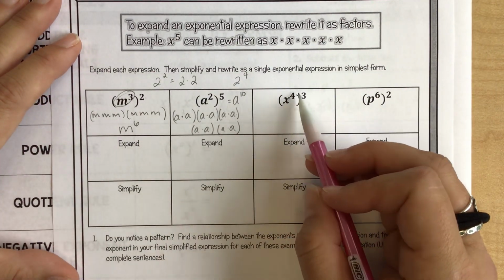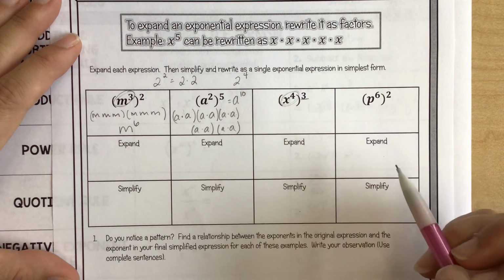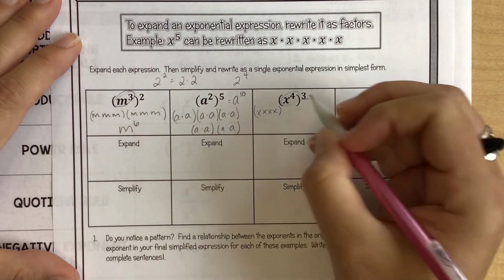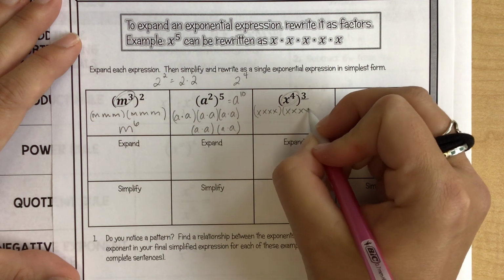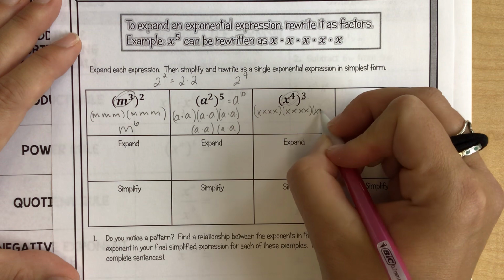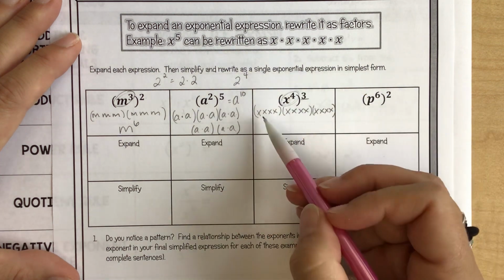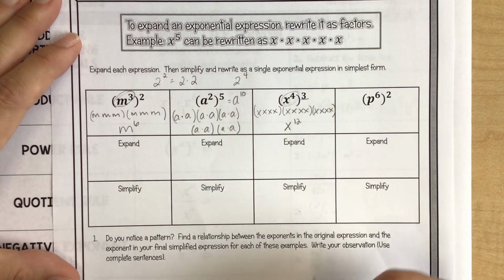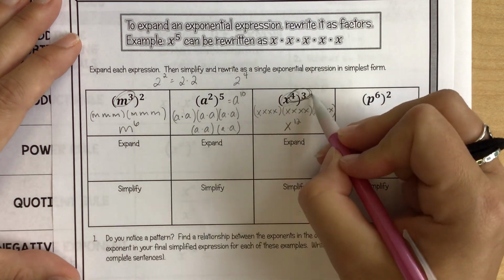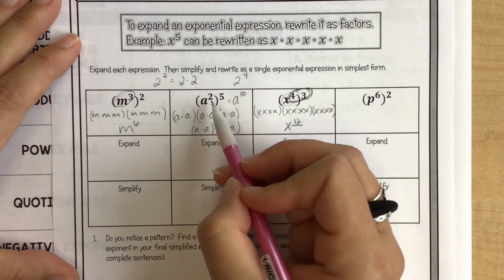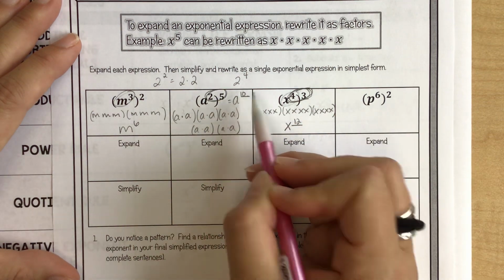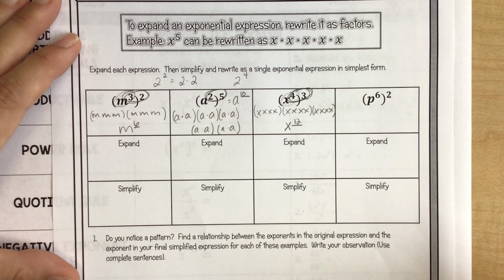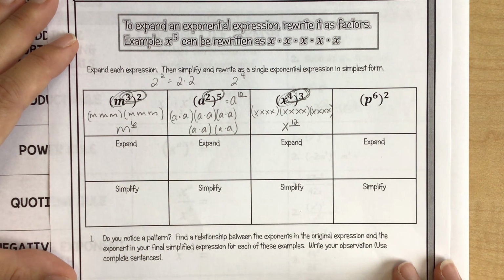All right, so x to the 4th is my base, and I'm going to do that 3 times. So 1, 2, 3, 4. There's one x to the 4th. 1, 2, 3, 4. There's another x to the 4th. And there's my third x to the 4th. So then I have 4, 8, 12. So this is x to the 12th. So what are we doing to these two numbers to get to 12? What did I do to these two numbers to get to 10? What did I do to these two numbers to get to 6? Hopefully you see that you are multiplying those.